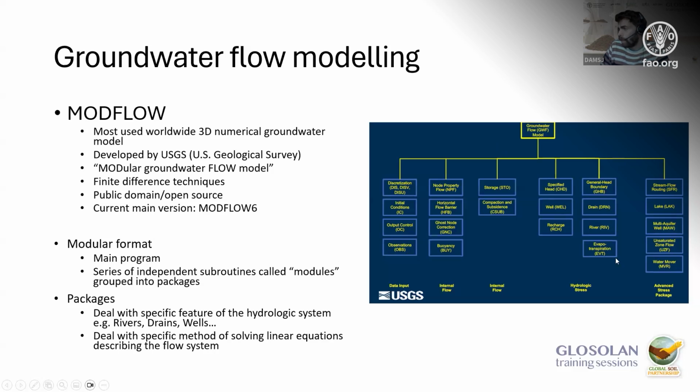You have packages that describe your hydrological systems, so to describe your rivers or your wells or your groundwater recharge, evapotranspiration, as well as all your hydrological stresses. If you don't need some of these, you can just leave them out and the model will still work. And then you have other packages that deal with your numerical equations, for example, how you solve the equations, how you do the discretization of your model, how you include the observations, and so on.